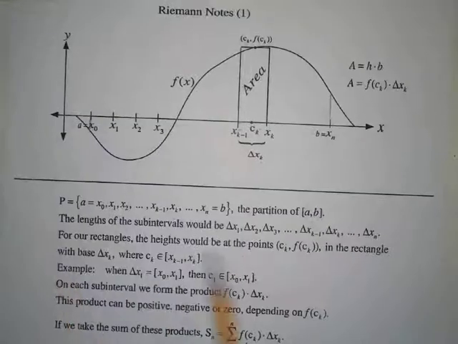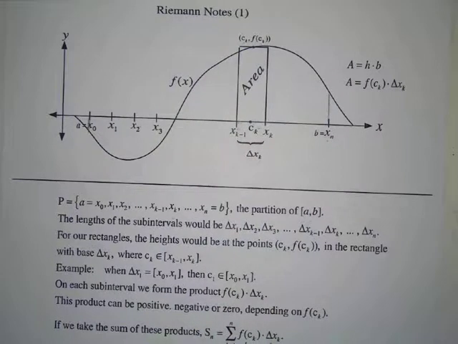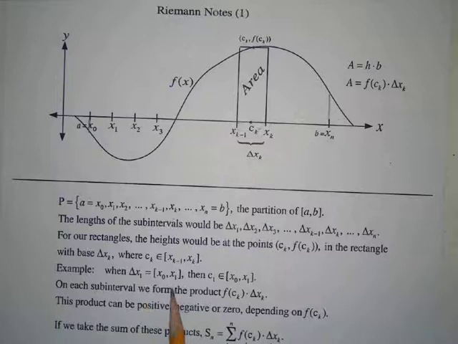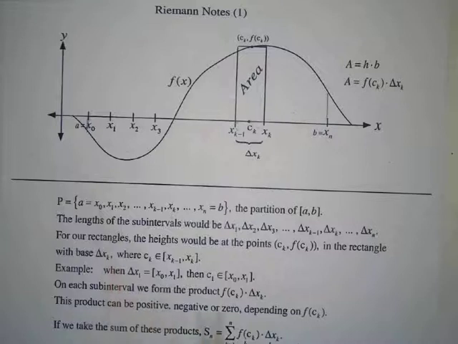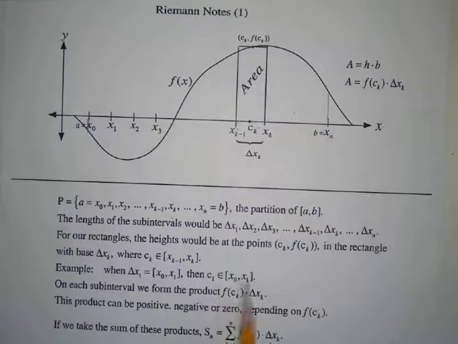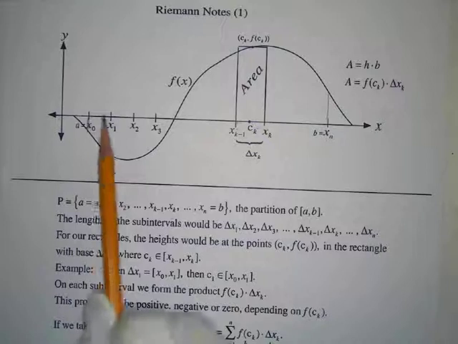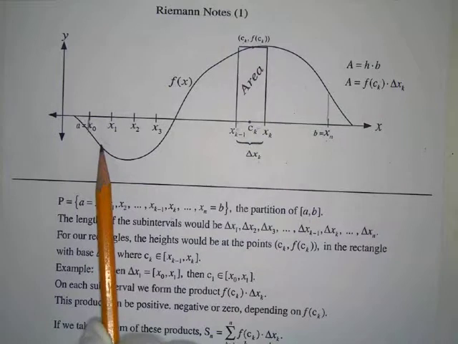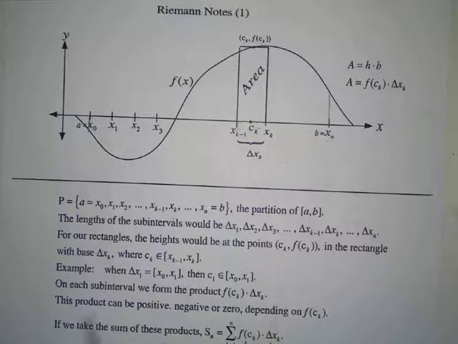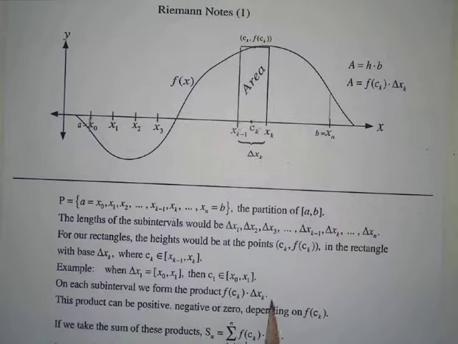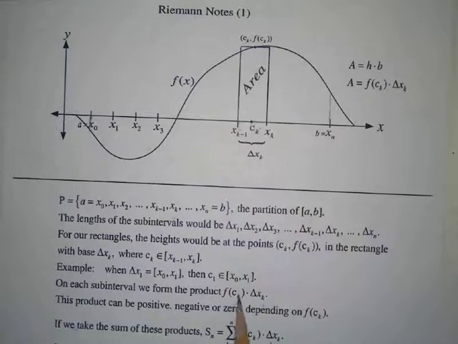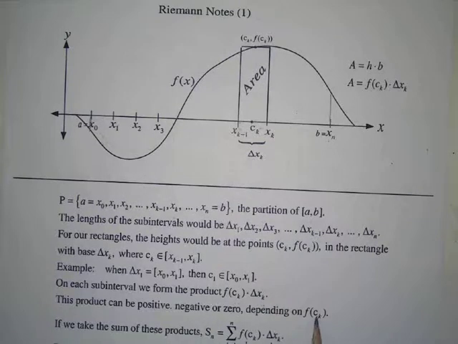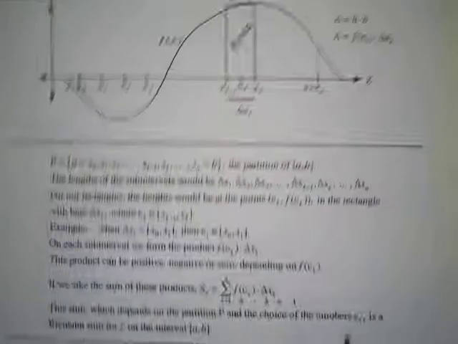And for our rectangles, again, the same thing as what I wrote. For example, if this is delta x sub 1, then that would be the interval from x sub 0 to x sub 1. That would be the first one. And then C sub 1 would be some point in here, any point. My height would be, in this case, a negative number. So on each subinterval, we form the product f of C sub k times delta x sub k. Now again, this is arbitrary. The product can be positive, negative, or 0, depending on what the value of the function is at that particular C sub k.